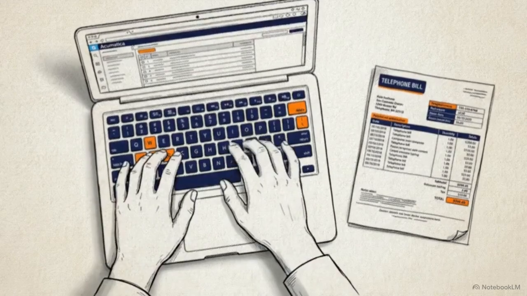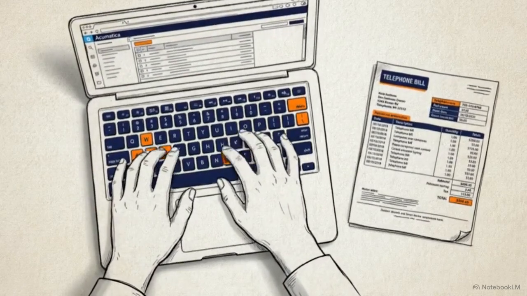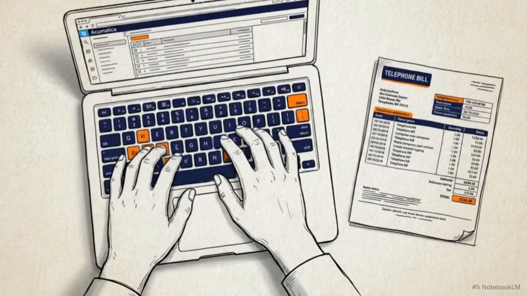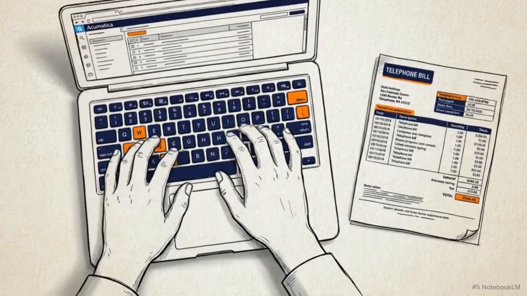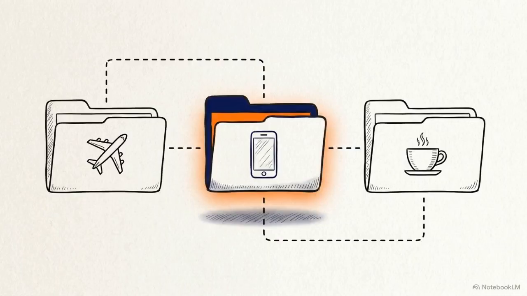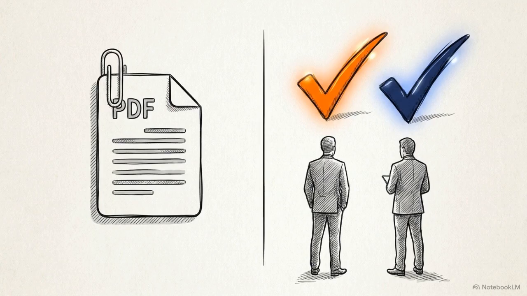In this module, we are going to walk through the exact steps for submitting your monthly telephone bill for reimbursement through Acumatica. By the end of this guide, you will know how to correctly categorize your phone expenses, attach the required documentation, and submit the entire package for VP and finance approval.